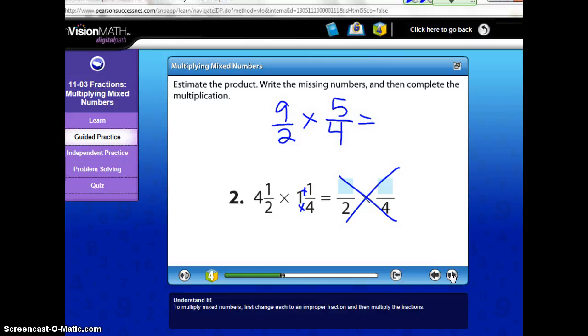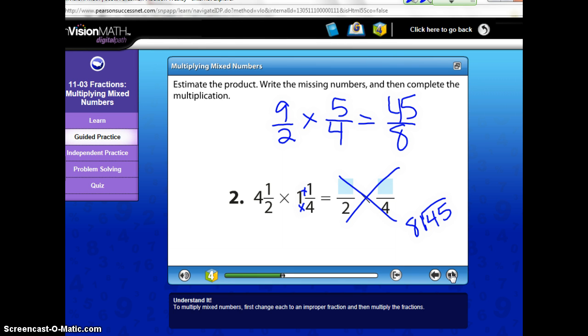Brendan, 9 times 5? Okay. 2 times 4? Okay, why can't we just leave that alone and just circle it and be done? Alexis? Why can't we? It isn't simplified. It's an improper fraction. Now, if you can do this in your head, great. But if you can't, then you'll have to do the work.